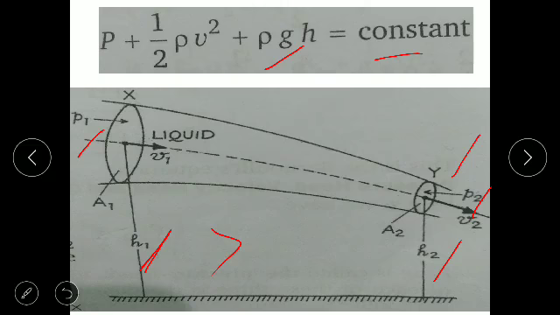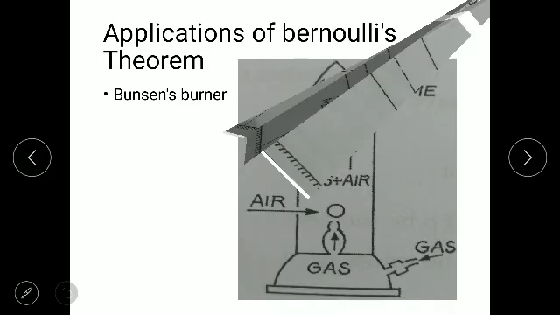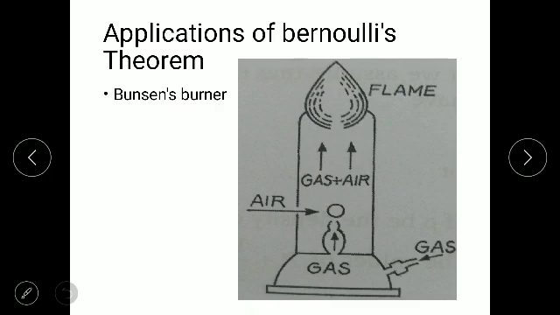Okay, with this we will talk about a few examples or applications of Bernoulli's theorem. First one is the Bunsen burner. I hope you have seen this in the lab. The Bunsen burner consists of a long tube having a fine nozzle O at the bottom. From this bottom the gas will enter. The burning gas enters the tube through O and burns in a flame at the top of the tube.